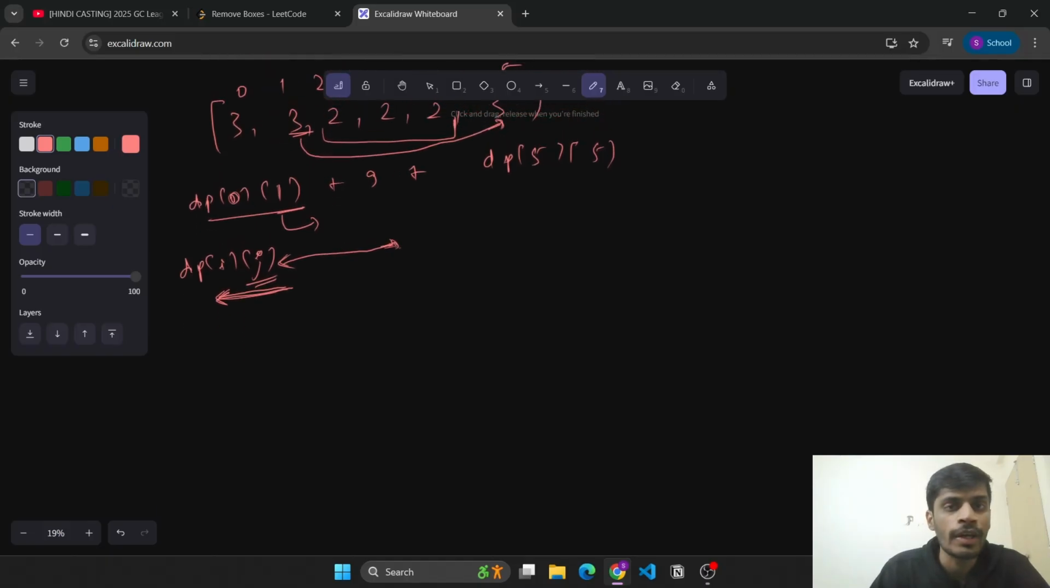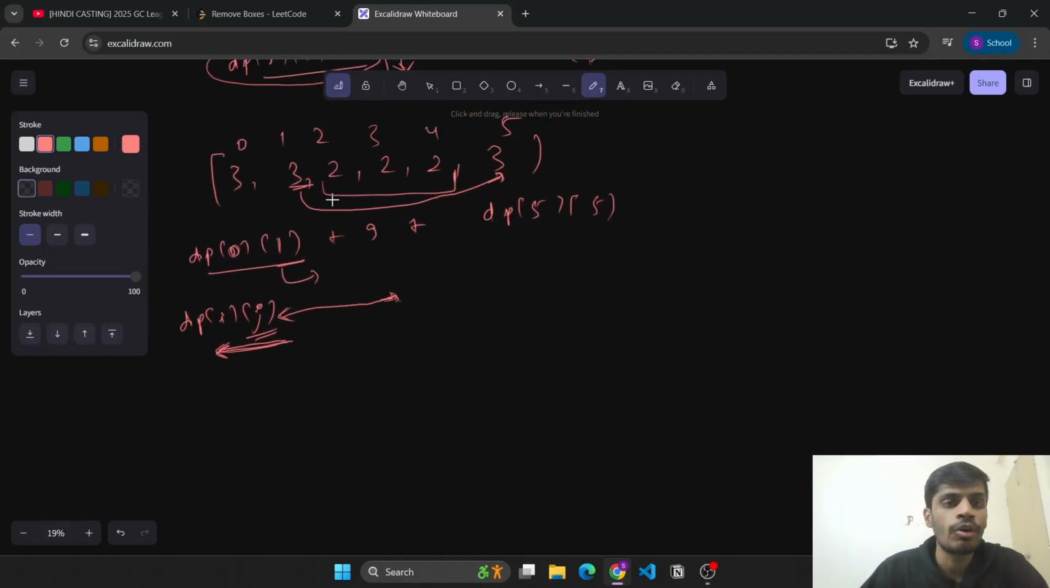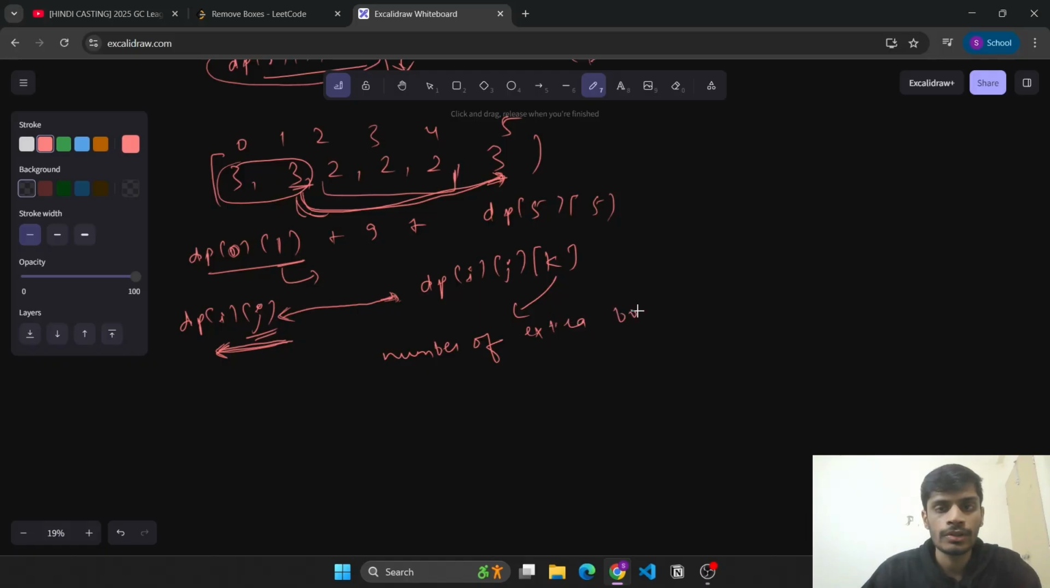So how will we modify our DP? Since we are not aware of the number of 3's appearing on the right, which are part of this continuous string, we keep this same i to j. What we need is a count. So let's maintain a new variable k, which will denote the number of extra boxes of color nums of j.